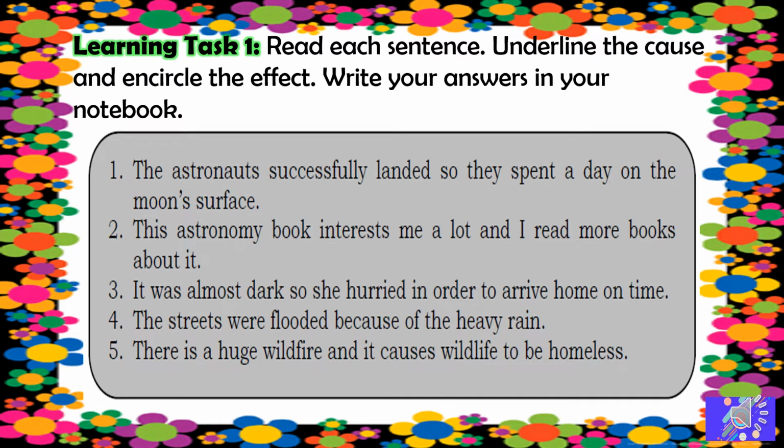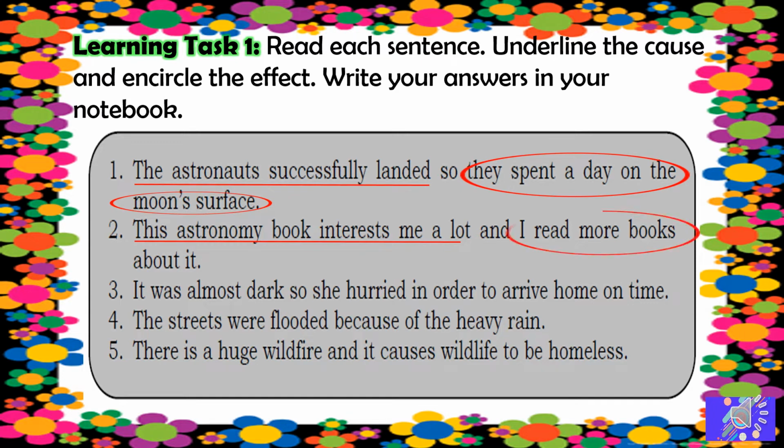So let us now answer learning task 1. For number 1, the cause is the astronauts successfully landed, and the effect, they spent a day on the moon's surface. Number 2, the astronomy book interests me a lot, and that is the cause. And the effect, I read more books about it. And number 3, the cause in this sentence is it was almost dark. And the effect, she hurried in order to arrive home on time.